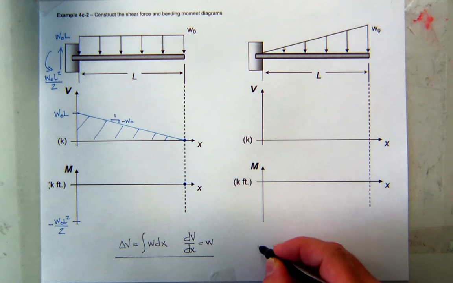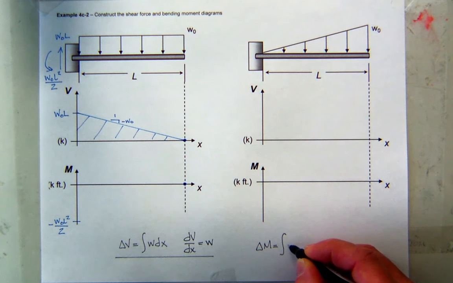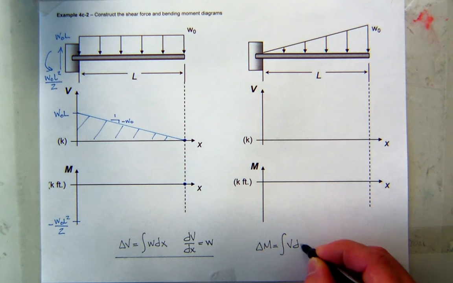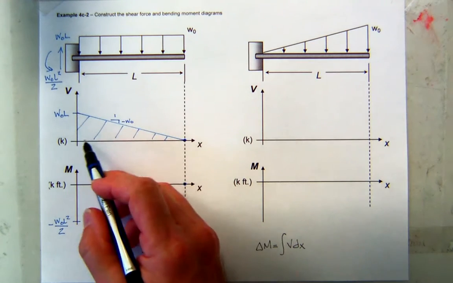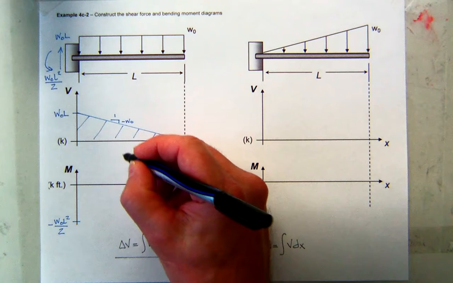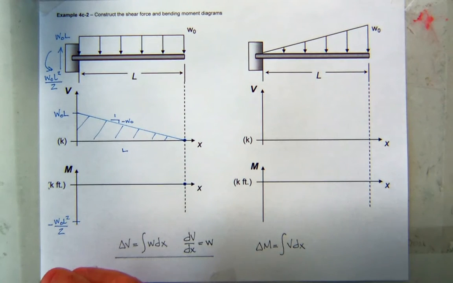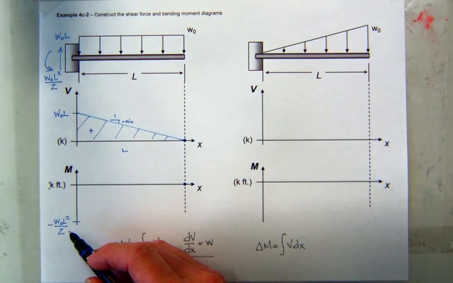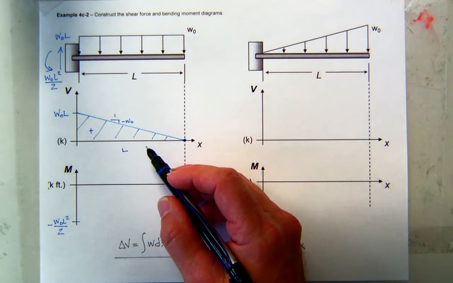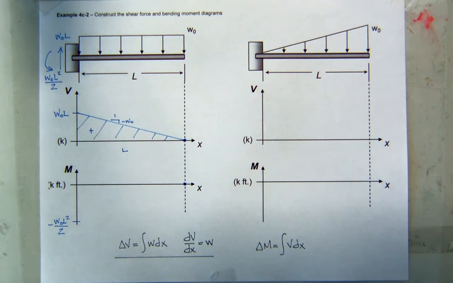Well, our relationships say that the change in moment between any 2 points is the equivalent area under the shear diagram. What is the area under my shear diagram? Well, it's a triangle. It should be 1/2 base L times height W naught L. And that's W naught L squared over 2. And that's a positive area. So if I start off at negative W naught L squared over 2 and add positive W naught L squared over 2, I get 0. Super cool.